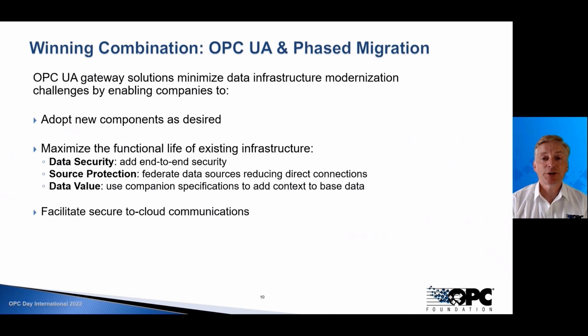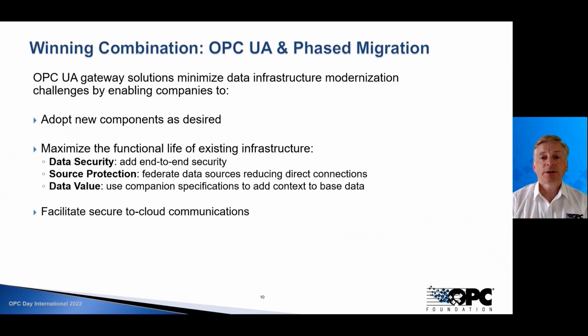So it's kind of a winning combination, let's say, where you bring together the OPC UA functionality with your existing infrastructure to have sort of a phased migration scenario where the OPC UA gateway facilitates that. So number one, you can start to adopt new components, the OPC UA based ones, without hindering using the existing older equipment. And some of the benefits are, again, the data security that comes from that, because in the end, you are getting end-to-end security that the gateway provides going up. You're protecting those data sources because things aren't connecting directly to them. So that reduces the loading on them.